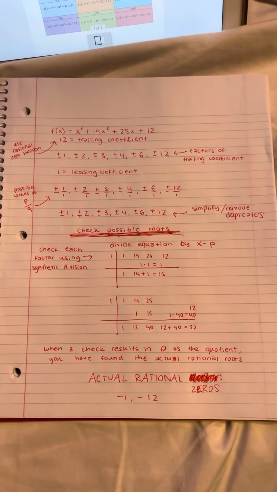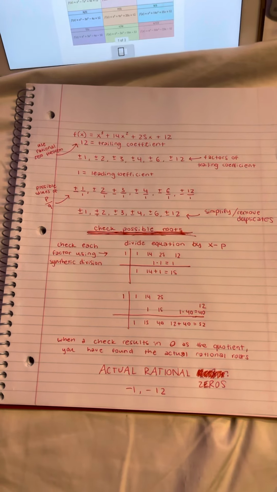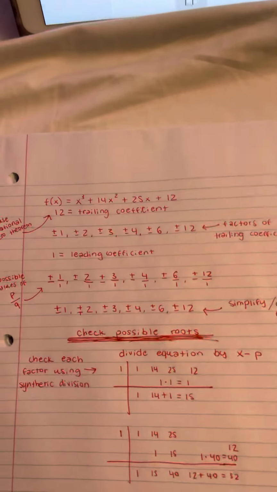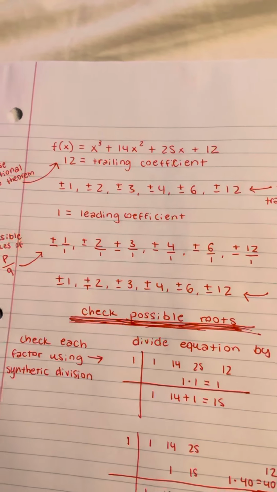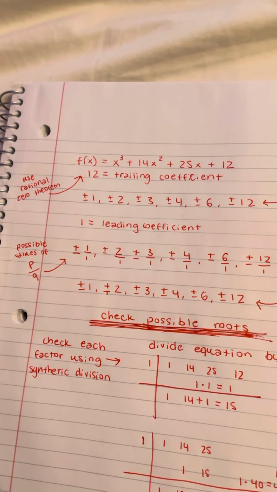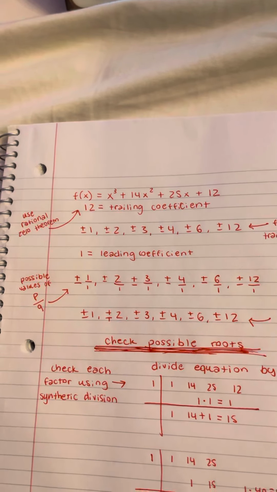Hi, today I'm going to be showing you how to find the actual rational zeros of a polynomial equation. So, I'll be showing you the equation based on my last name, which is f of x equals x cubed plus 14x squared plus 25x plus 12.